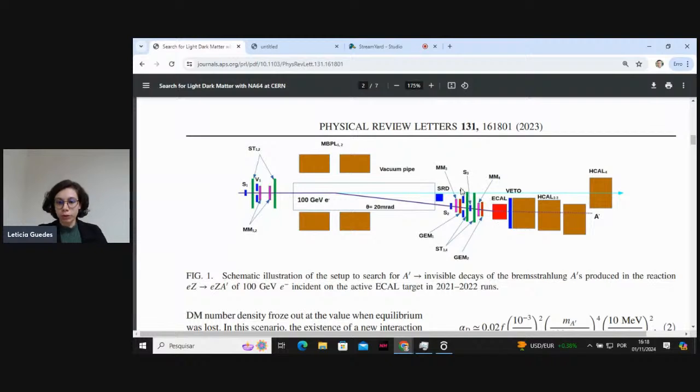You have here more trackers to track the beam, and you have this ECAL that is the calorimeter, and that is the target, actually. So the electrons hit here and produce a Bremsstrahlung, producing a dark photon, or a resonant process that produces a dark photon that decays into dark matter. This calorimeter also gets the energy of the electron, and this other one, this HCAL, gets the energy of hadrons. So it's a calorimeter for hadrons.